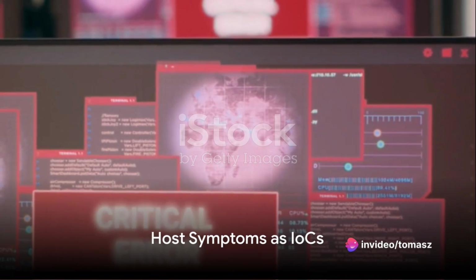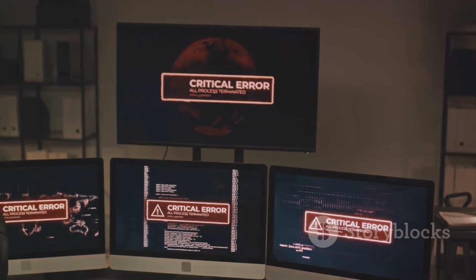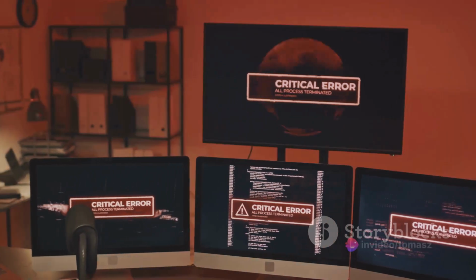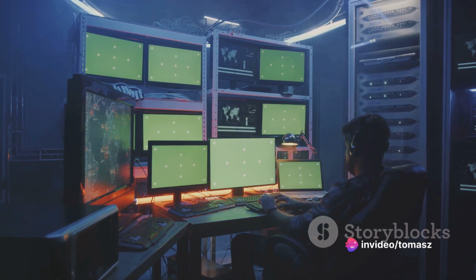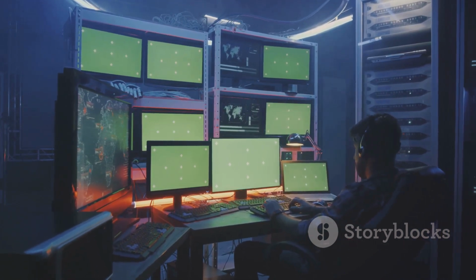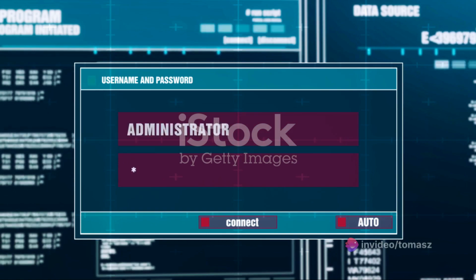Now, imagine a computer as a living organism. Host symptoms are like the physical symptoms that indicate a potential illness. To understand host symptoms as indicators of compromise, or IoCs, let's think of your computer as a complex being. Just like we humans exhibit certain signs when we're not feeling well, a computer also shows symptoms when it's under the weather, or rather under a cyber threat. A common symptom to watch out for is unusual account behavior.